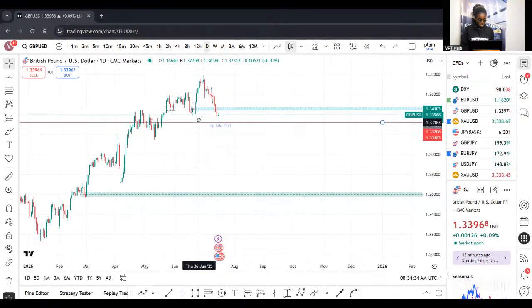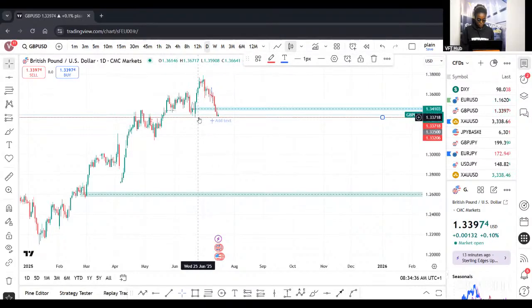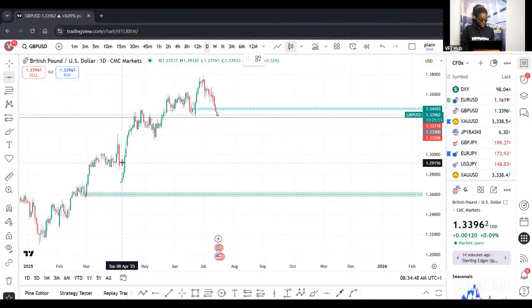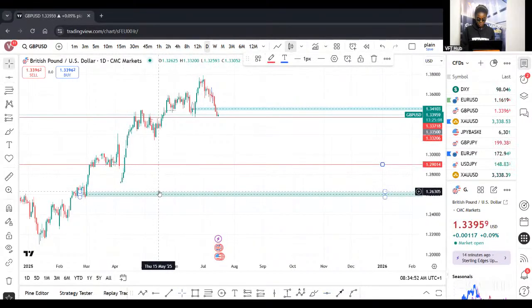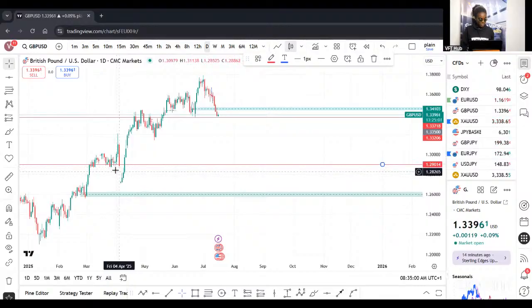Once I see clear of this low on the daily time frame at 1.33718, I'm interested in further sales in GBP USD. And where's my target for these sales? I am going to be selling into this fair value gap at 1.29014. And something to take note of, there's even a box pattern strategy right here.